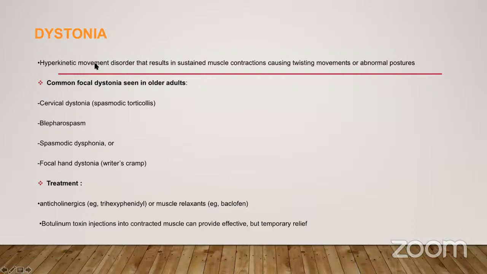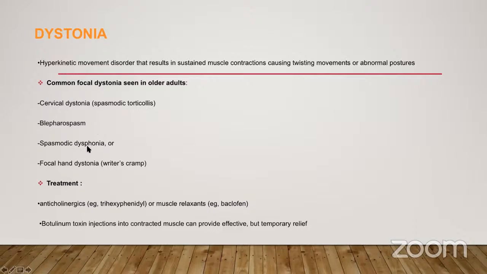Dystonia is a hyperkinetic movement disorder that leads to sustained muscle contractions causing twisting movements or abnormal postures. We have four common dystonias seen usually in the geriatric population. First, cervical dystonia, where the neck muscles get spastic, called spasmodic torticollis. And we have blepharospasm, which is contraction of the eye muscles.